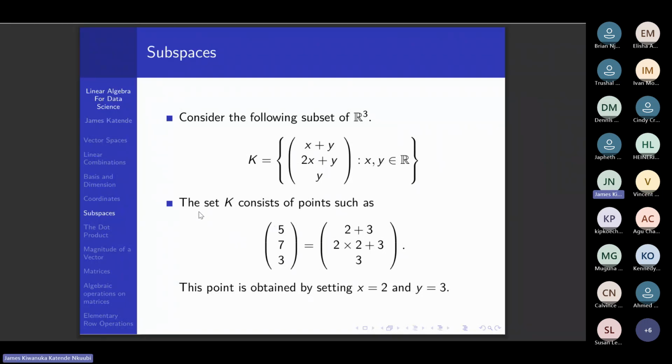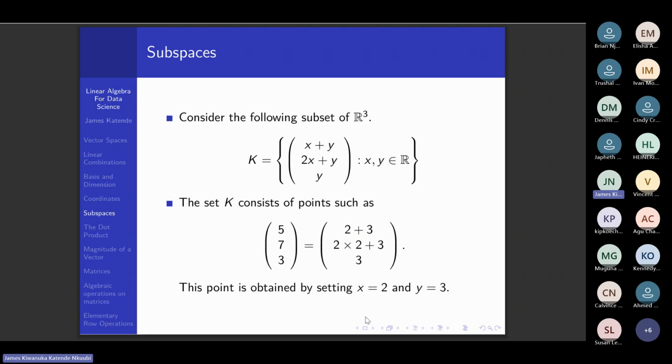So an example of a vector in this space is if you take x to be 2 and y to be 3. If you compute all these, you get this vector 5, 7, 3 as one of the vectors in the set K. So that's just an example to show one point in the vector.